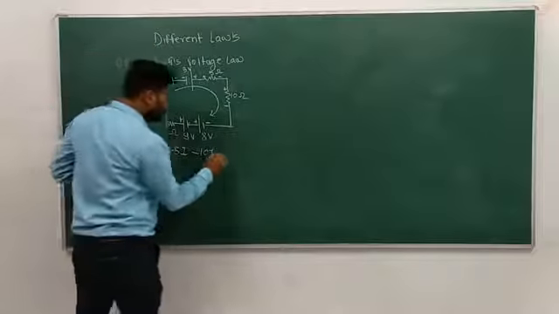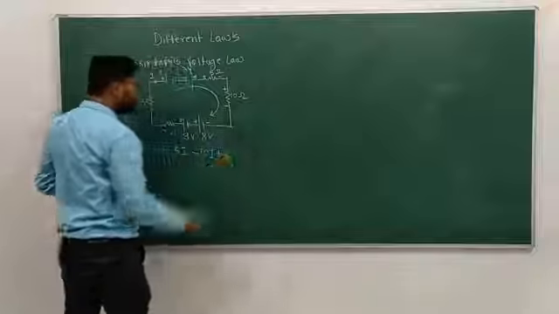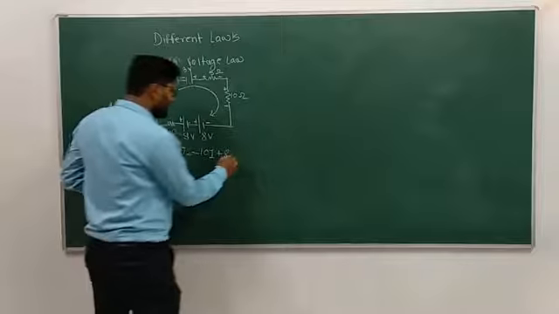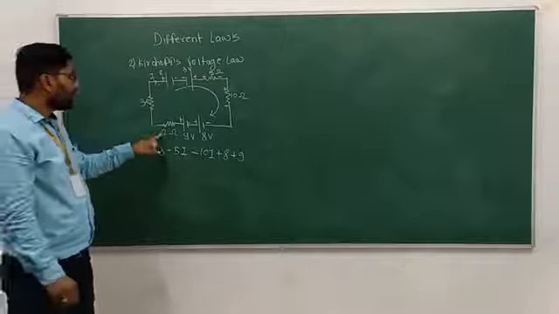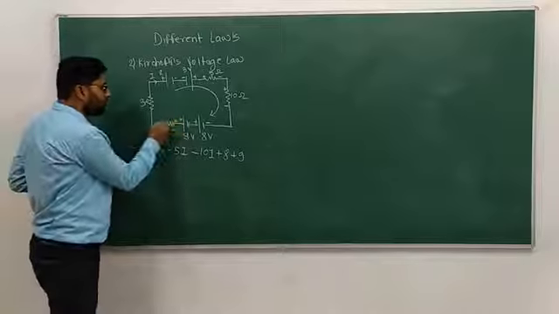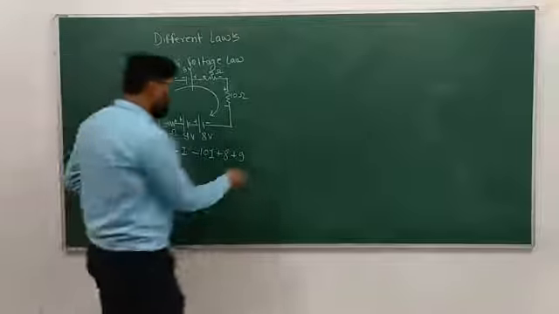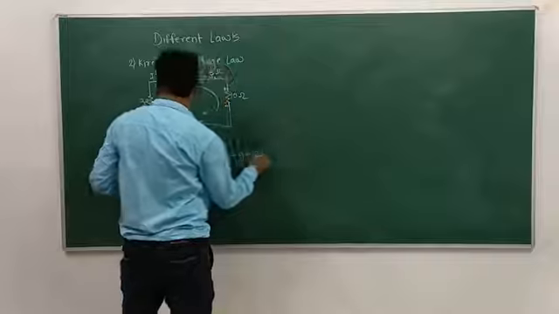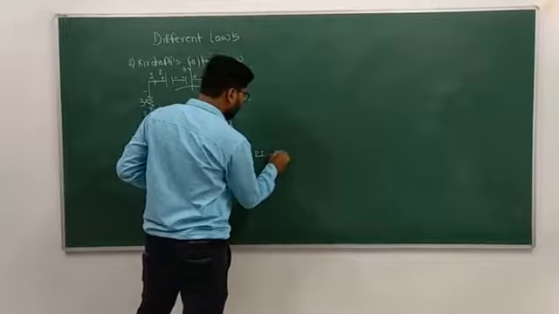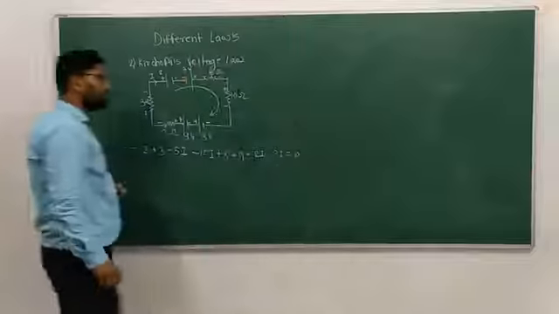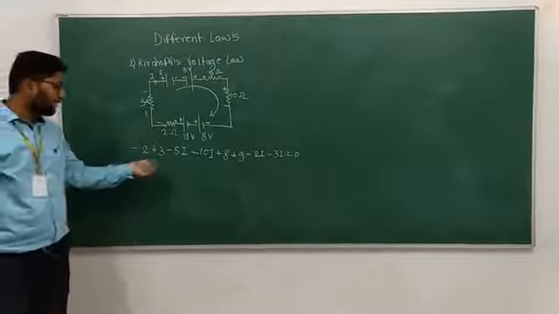Here plus 8. Here plus 9. Next here again we have to use Ohm's law, that is plus minus, that is minus 2R. Here plus minus, that is minus 3R. So E is equal to 0. So that is Kirchhoff's voltage law. So we will calculate this.